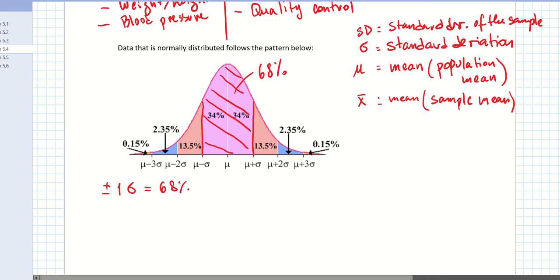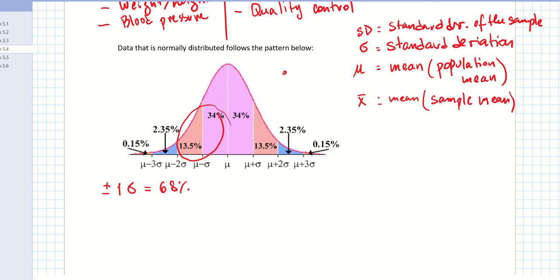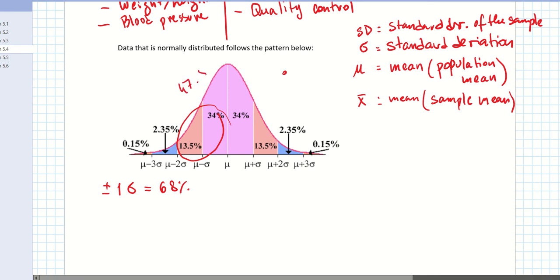And then if you go one more standard deviation to the left and right, you're going to go mu plus 2 sigma and then mu minus 2 sigma. So we're adding 2 standard deviations left and right. So if you go 2 steps or 2 sigmas, now 34 plus 13.5 is going to be the total that you see for this area, which is, what is it going to be? 34 plus 13.5 is going to be 47.5%. So for example, if you go 2 standard deviations to the left or to the right, that's going to represent 47.5%, which is almost half, right?